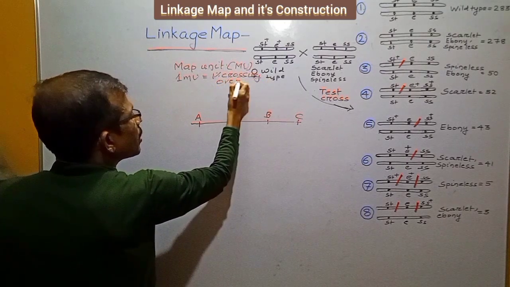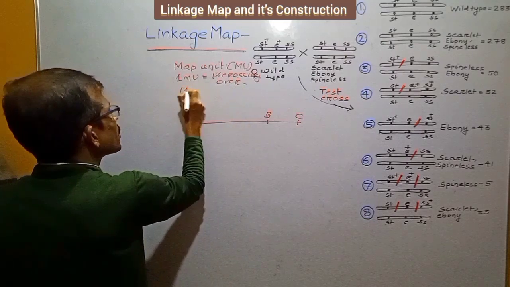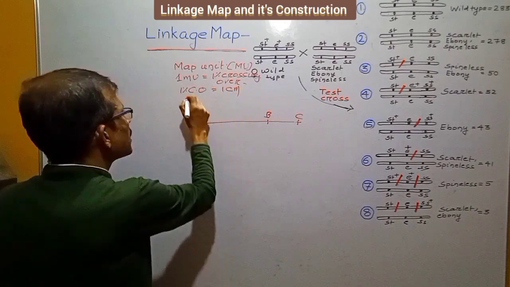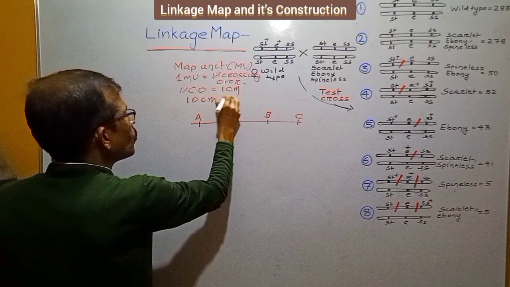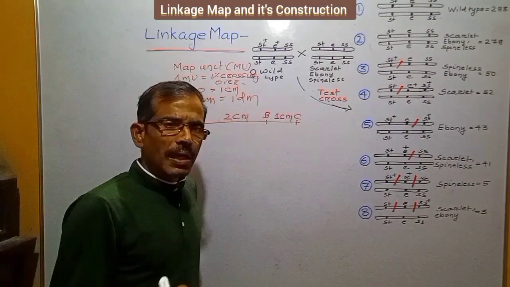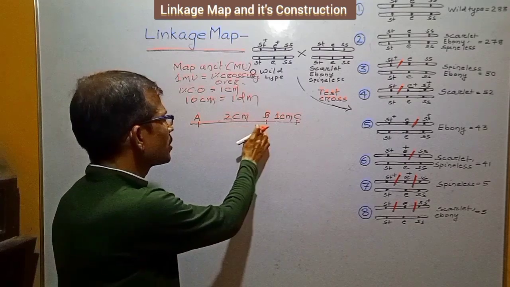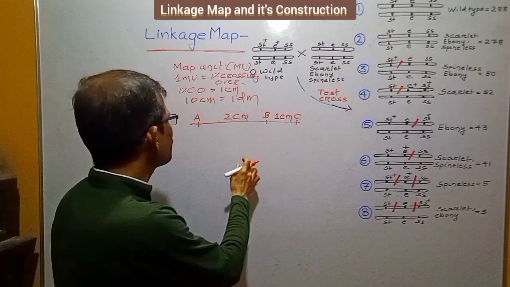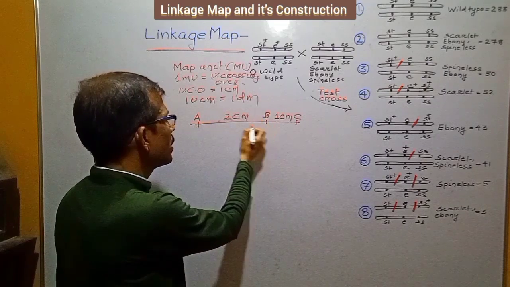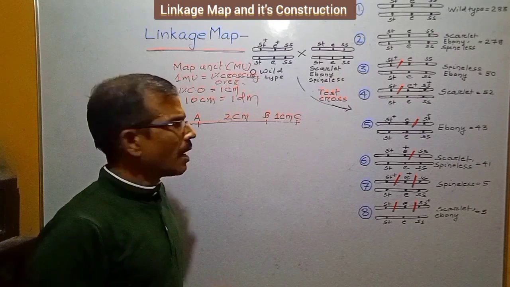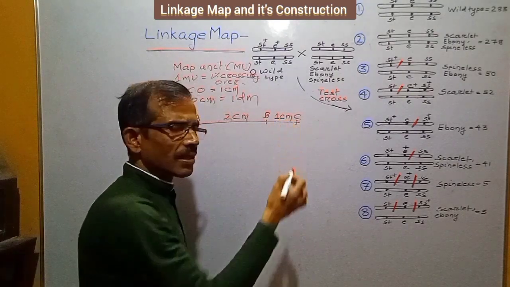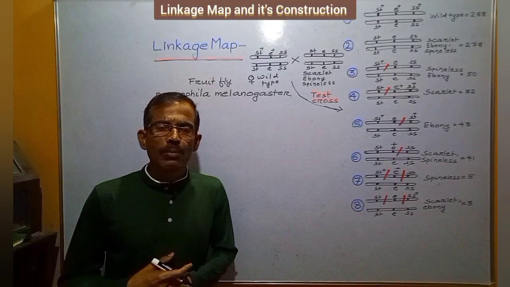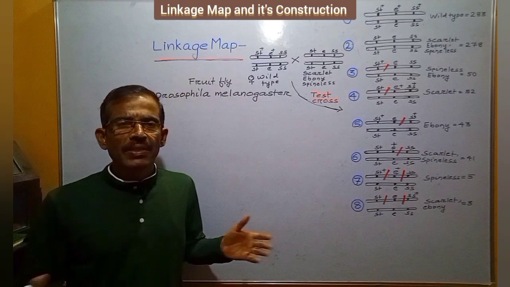1% crossing over is equal to 1 centimorgan. So 10 centimorgans will be equal to 1 decimorgan. In a linkage map, the distance between the genes is expressed in terms of centimorgans. So in this map, the distance between A and B is 2 centimorgans and that between B and C is 1 centimorgan. A 3-point test cross is a more efficient technique of gene mapping than a 2-point test cross.